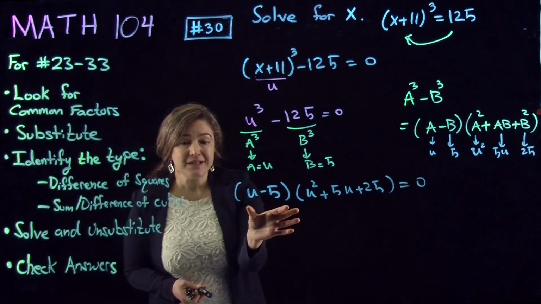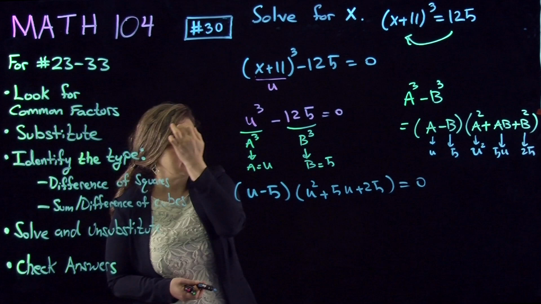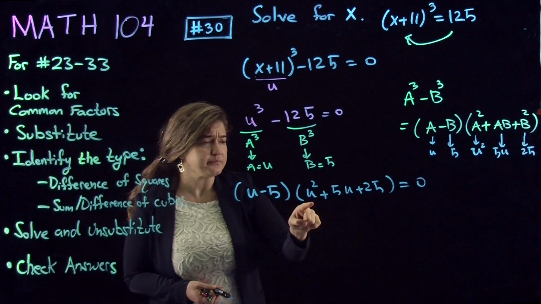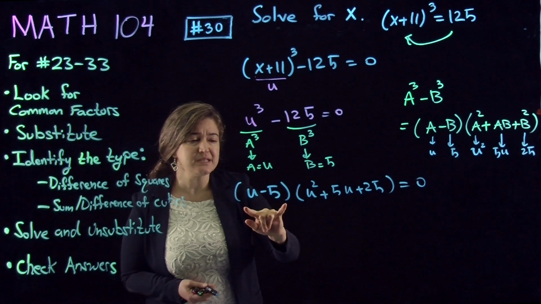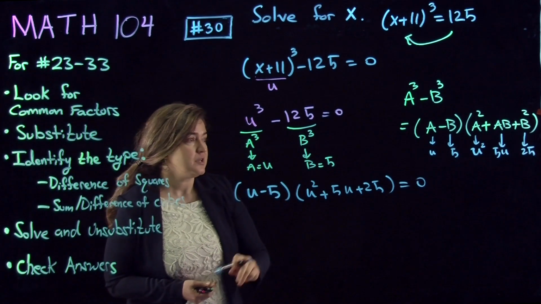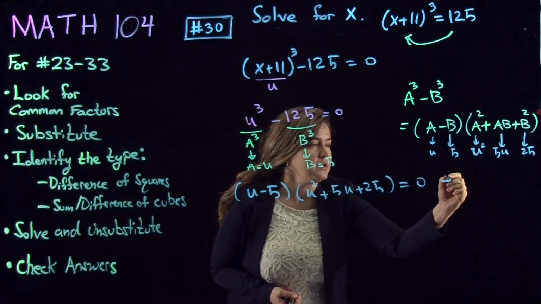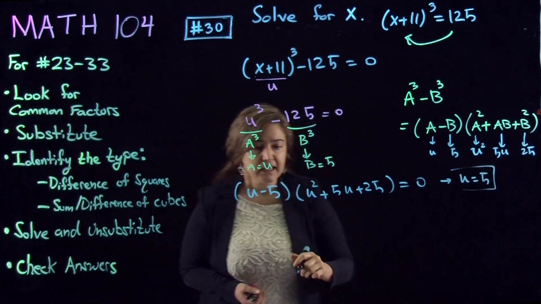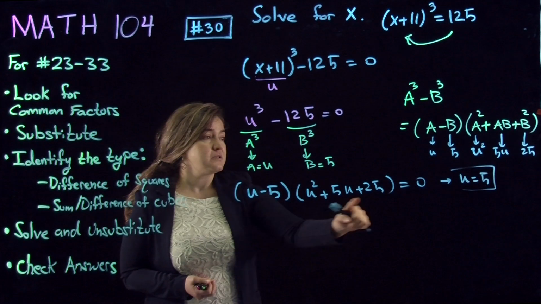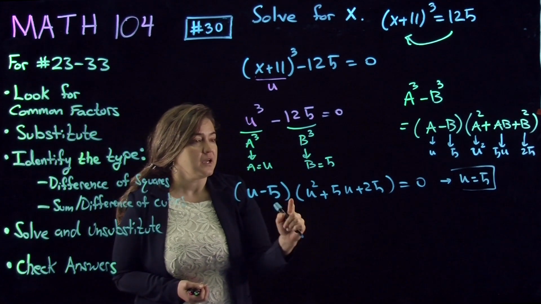Now, this one is a linear factor. I can solve it easily. This one is a quadratic. So let's solve for the linear factor. The linear factor gives me u is equal to 5. The next thing is to solve for the quadratic.